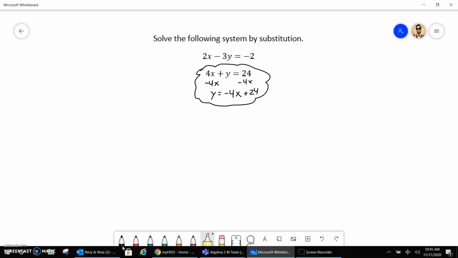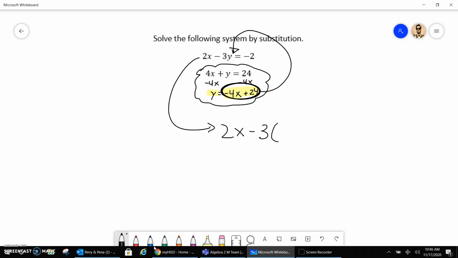So now that I have y in terms of this expression with x, I'm going to take that and I'm going to plug that in where I see y in the other equation. So let's rewrite that other equation. 2x minus 3y, where y is now all of this. So I'm going to say negative 4x plus 24, and that equals negative 2.